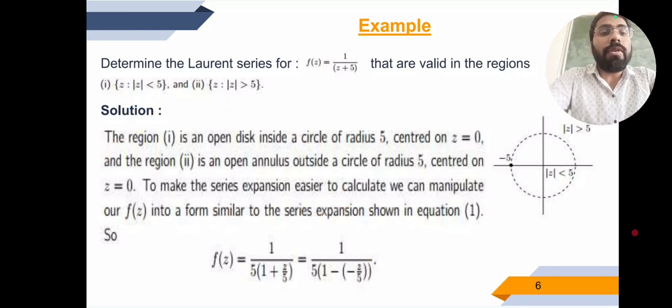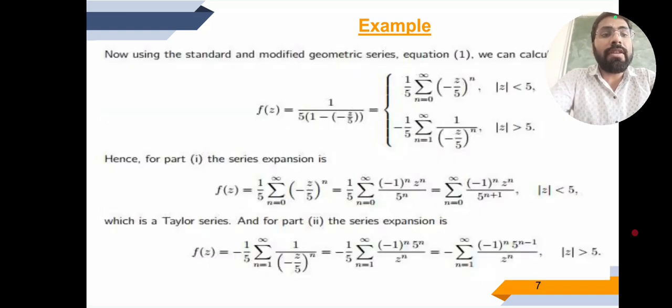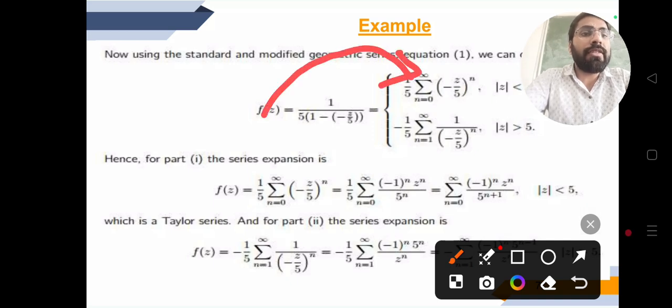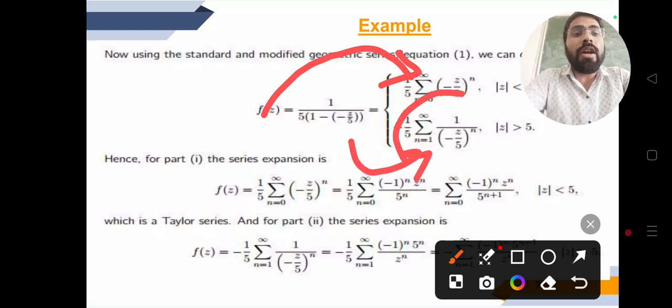So basically we are forming the Lorentz series expansion, as we introduced our Lorentz expansion. So f of z is expressed as 1 upon 5 summation n is equal to 0 to infinity (minus z upon 5) to the power n inside this region, and outside this region we can easily expand our function f of z in this form.